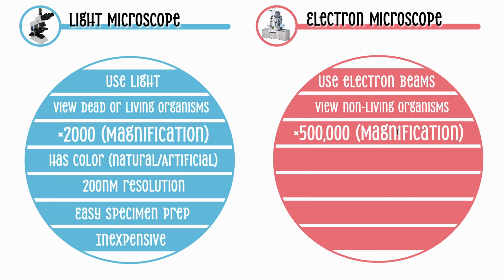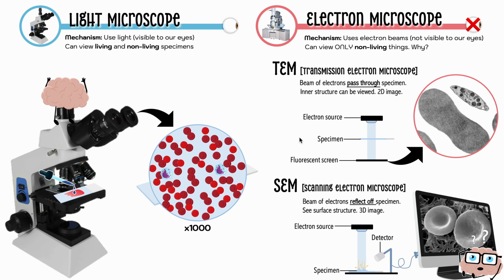Now we're going to talk about magnification and color when it comes to electron microscope. The electron microscope has a significantly higher magnification. Typically, you use it around 100,000 magnification. It can go up to 500,000, but that's with very special electron microscopes.